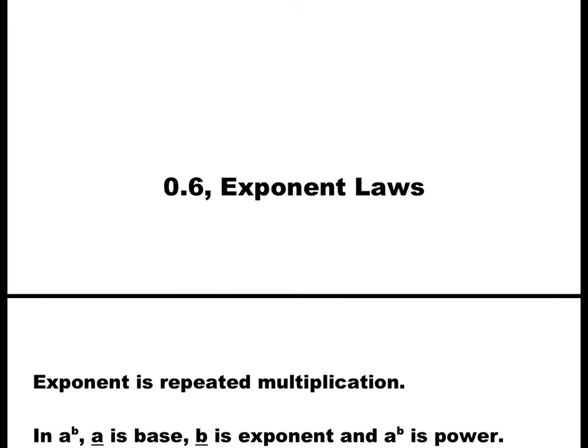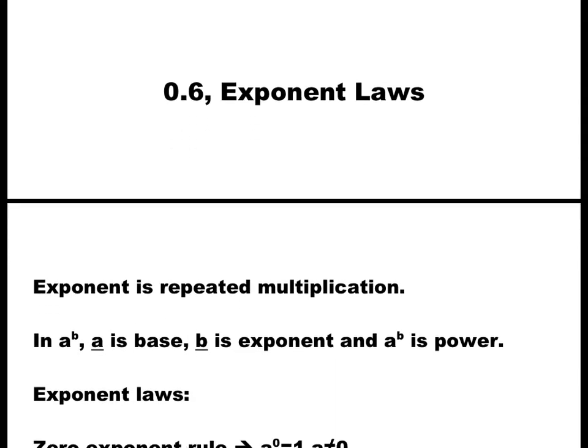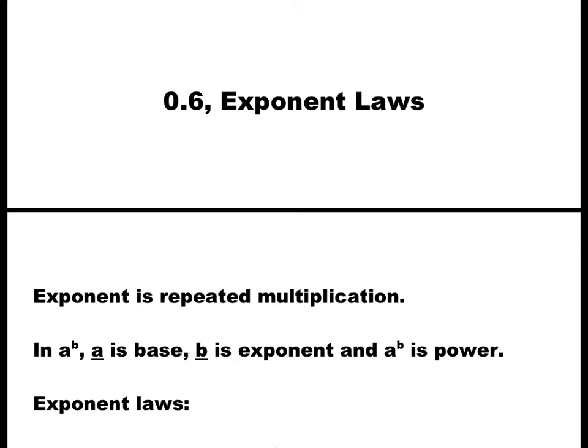Now, with exponents, there are a couple of rules that you have to memorize. Before I start with the laws, exponents are written as A exponent B. We call A the base and B the exponent, and the whole thing is called the power. So A exponent B is called the power. A is called the base, and B is called the exponent.